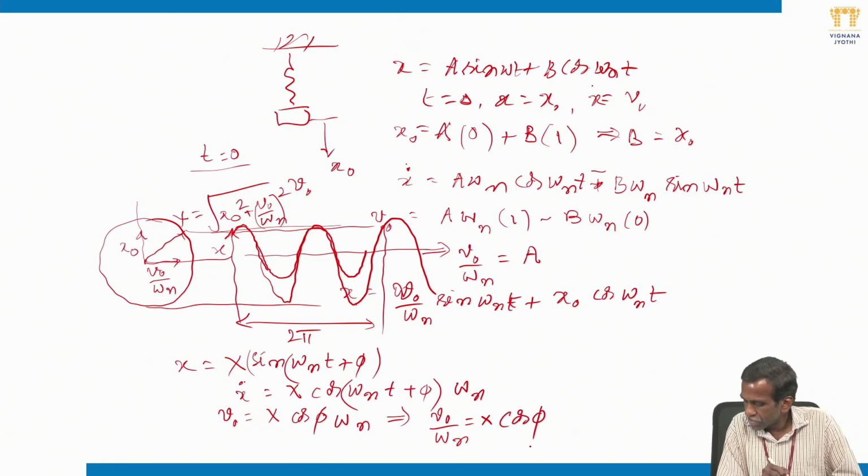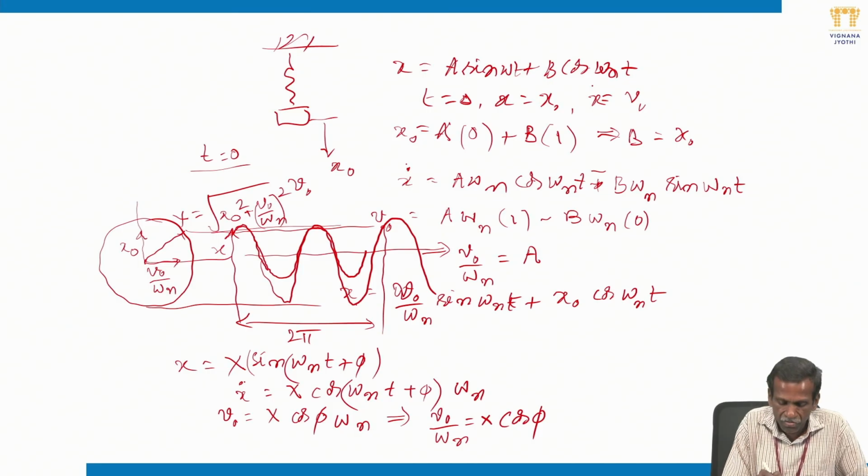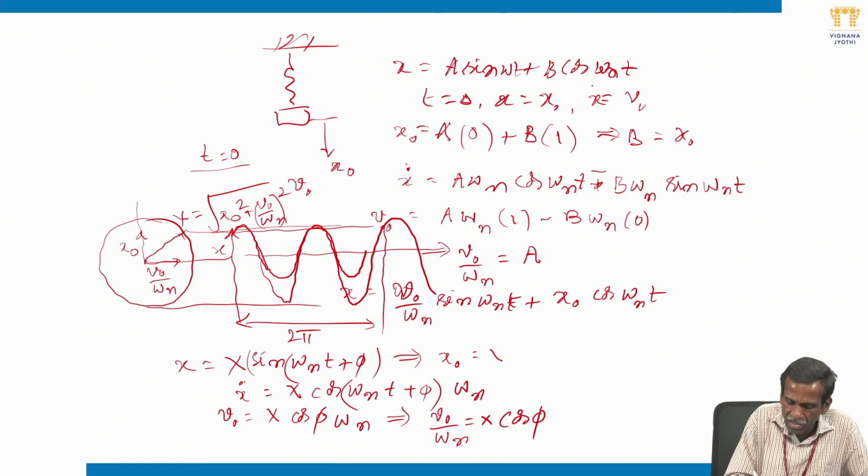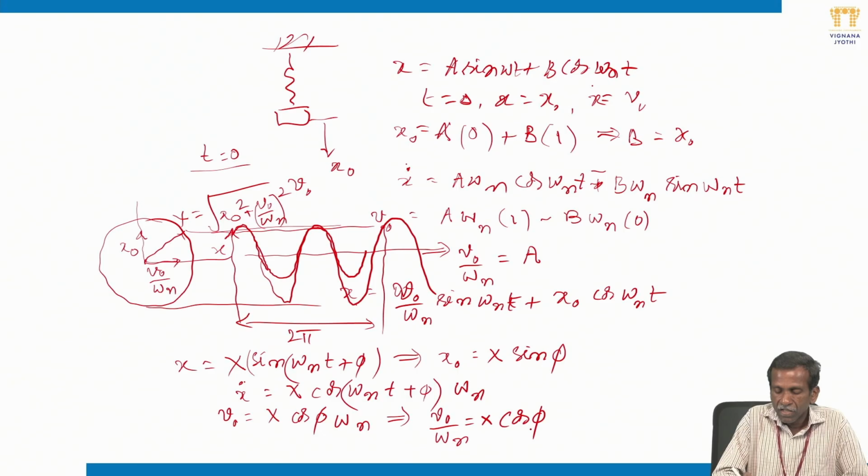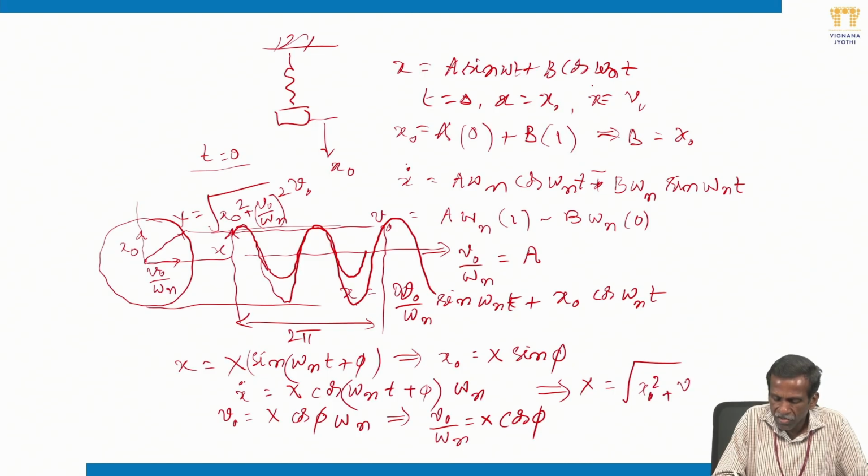Is it clear? Then similarly, if you substitute the initial displacement x naught at time t equal to 0, then you will have sin φ. So x naught equal to X sin φ, and v naught by ωn equal to X cos φ. If you square both these and add, then obviously from these two you will get X equal to square root of x naught square plus (v naught by ωn) square.